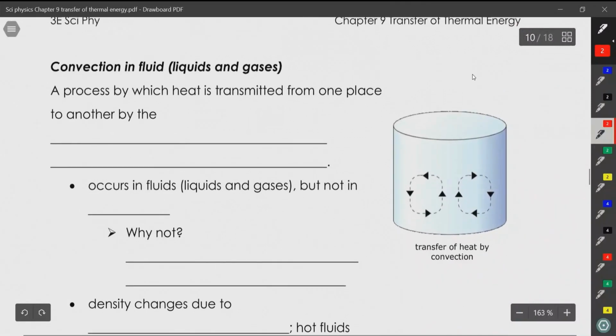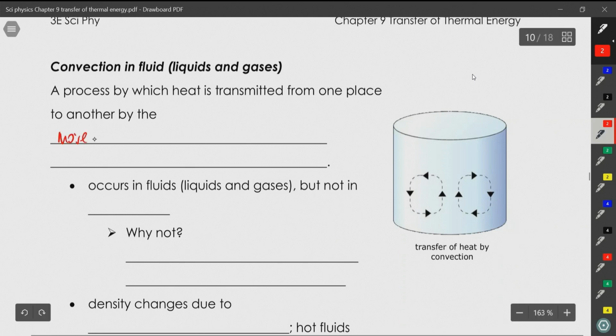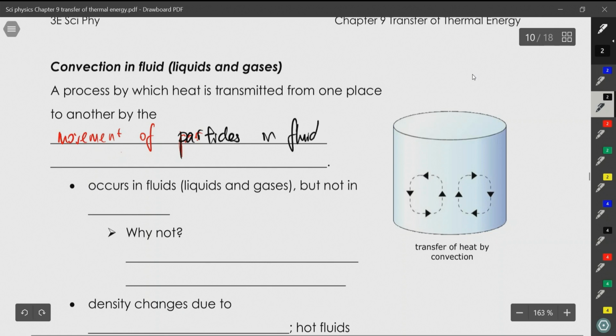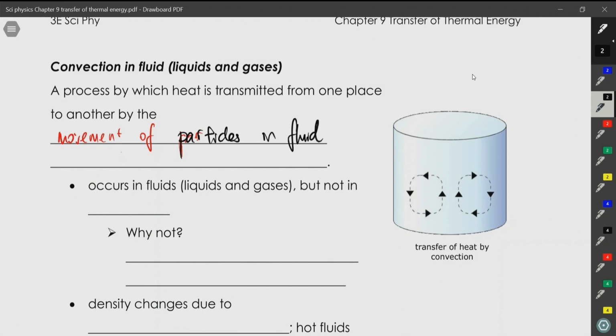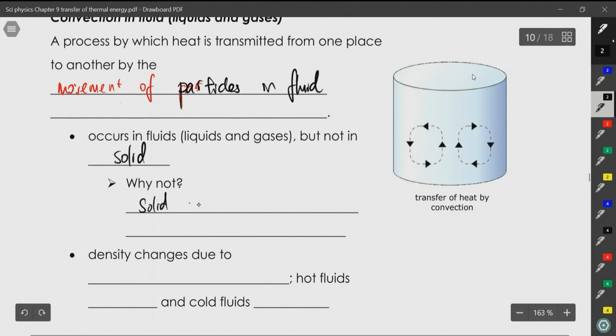Now convection in fluid, liquid, and gas is a process by which heat is transmitted from one place to another by the movement of particles in fluids. This movement is caused by density change. It occurs in fluid, liquid, and gas, but not in solid. Why not? Because solids contain fixed position particles. What we want are particles that are free to move about.